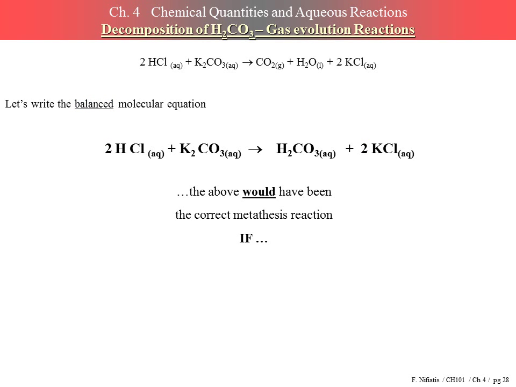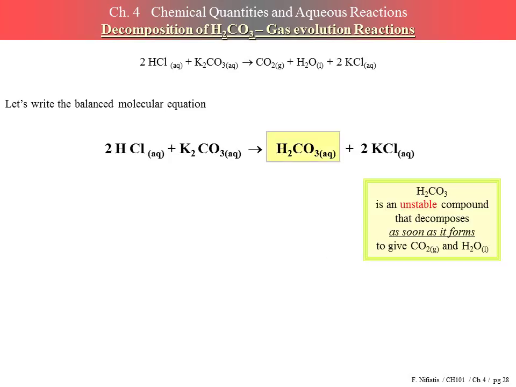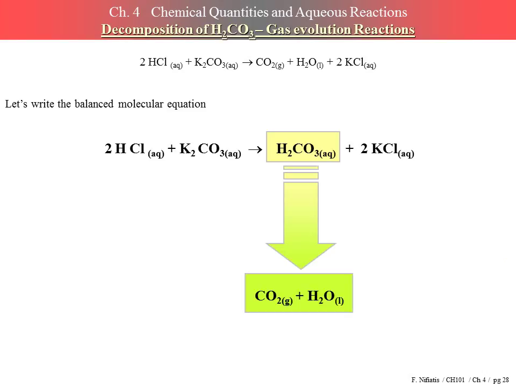However, that would have been the correct metathesis reaction if the carbonic acid was not unstable. What does it mean? Carbonic acid decomposes to carbon dioxide and water as soon as we make it. Here it is. Carbon dioxide is a gas, that's something that you need to remember, and the water is liquid. Both of them.